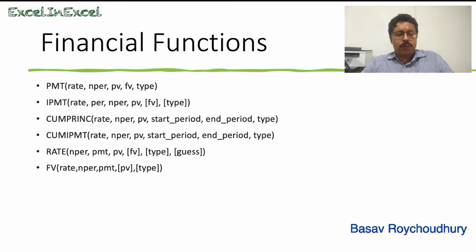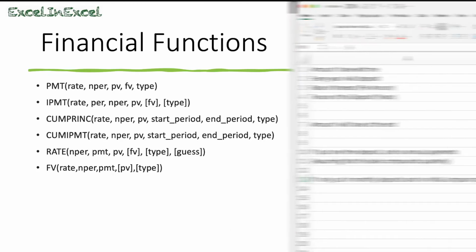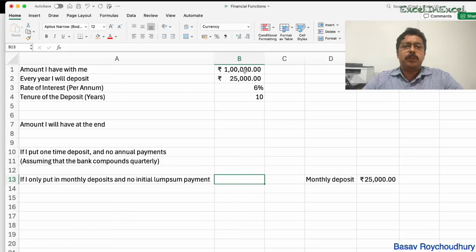So for the future value, let's again try to work this out in Excel. Let's say I have an amount of 1 lakh rupees with me, right? I have an amount of 1 lakh rupees with me today, and every year I'll deposit 25,000.